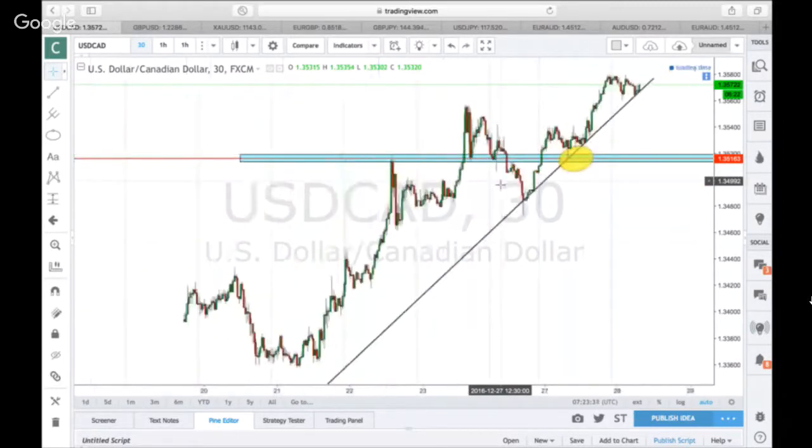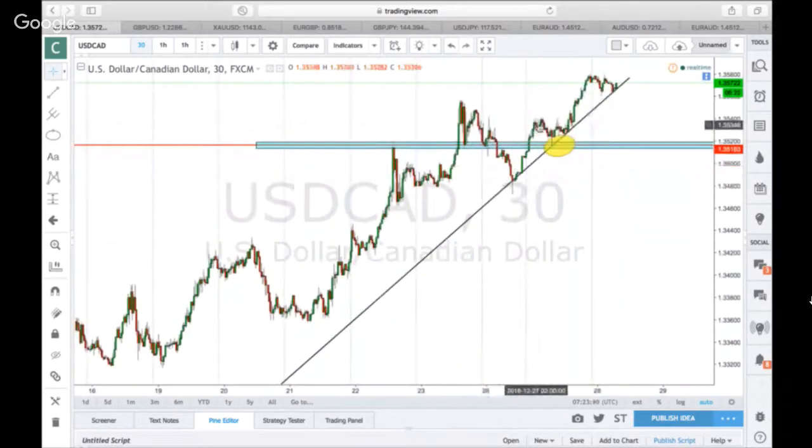By having this all drawn up and watching price move into this area, how excited would you be in the fact that it's coming to this area to test? Wouldn't you be excited? Wouldn't you be ready to press that buy button?